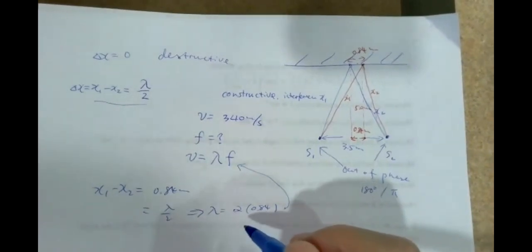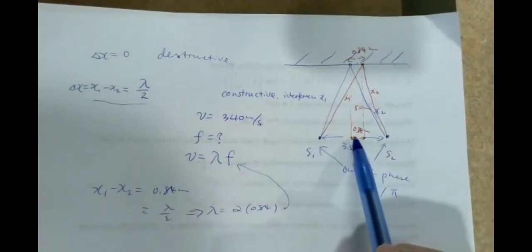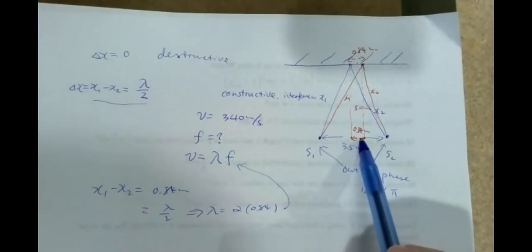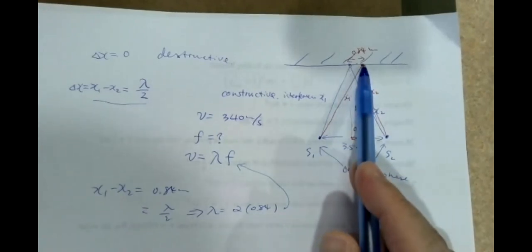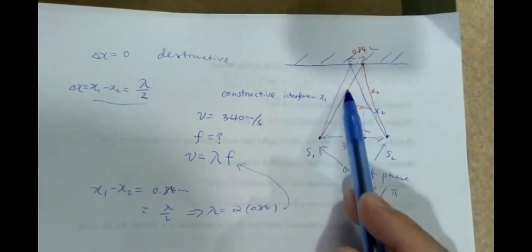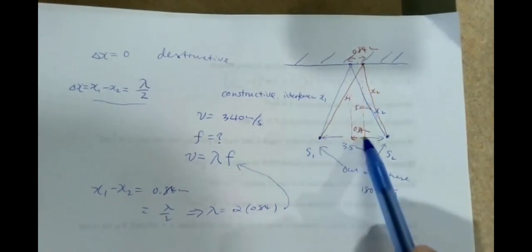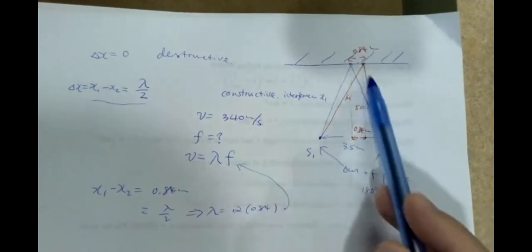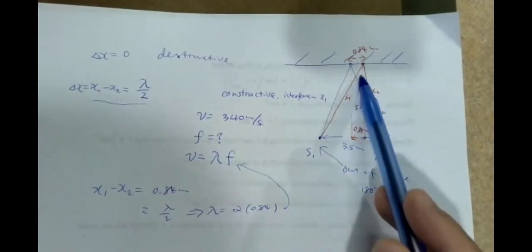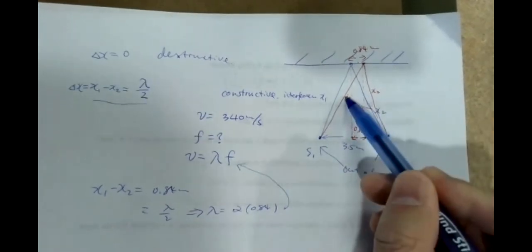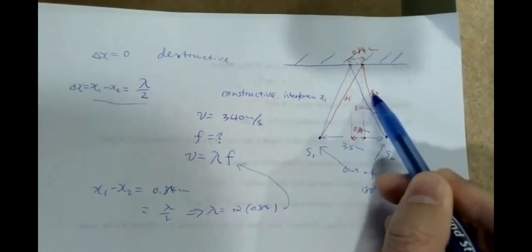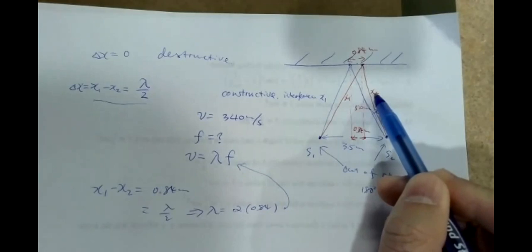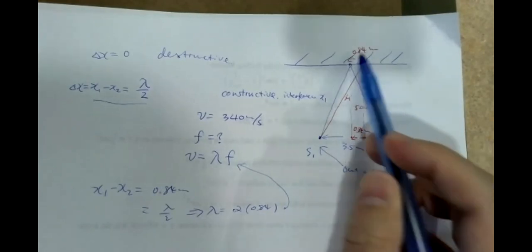But actually, the difference is not just 0.84. Because you move 0.84, now x1 becomes the hypotenuse of this triangle, and x2 is the hypotenuse of this one. So you really should be looking at what the new x1 and x2 are and then take the difference of the two. x1 minus x2 is not this guy.